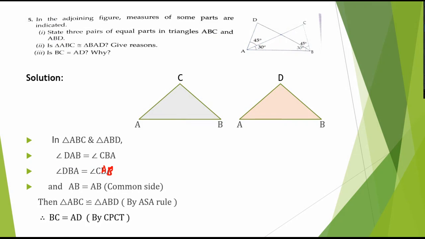Now next they are asking in the third part, is BC equal to AD? So here BC equal to AD by CPCT. So once the two triangles are congruent, by CPCT the corresponding parts will be equal. So BC equal to AD by CPCT.